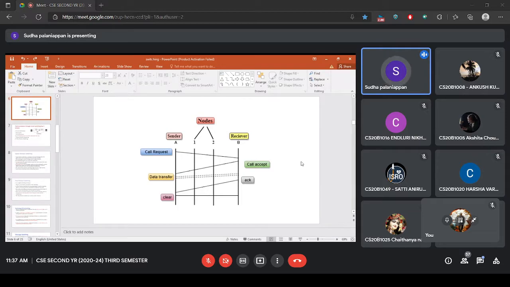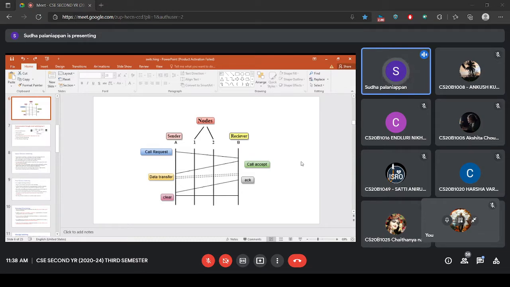So there are two things. One is store and forward, and another one is the message delivery. How will the node come to know where to send the message? Based on the address which is present in the message, it is going to deliver the message. So that is called dynamic routing.